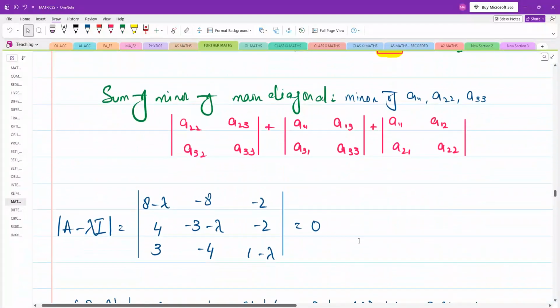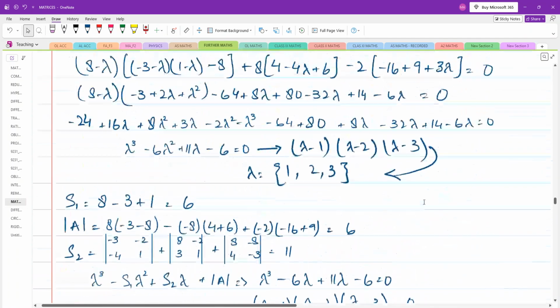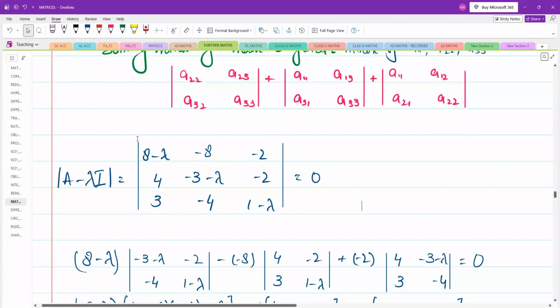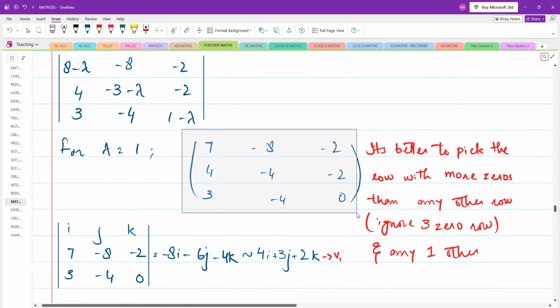Now that we have three values for lambda, what we are going to be doing is subtracting each value from the original matrix over here, one by one. So for lambda equals 1, subtract 1 from this matrix: 8 minus 1, 3 minus 1, and 1 minus 1. When we do that, we get this.